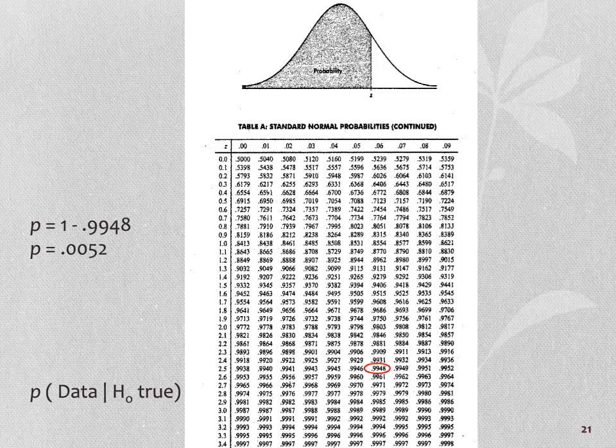So here we want to know the probability of getting a score more extreme. So what we're going to do here is take 1 minus 0.9948 to find that area in the tail. So our p-value is 0.0052. Remember, that's the probability of obtaining this data given that the null is true. That probability is very, very low. Is it low enough? So it has to be less than 0.05.